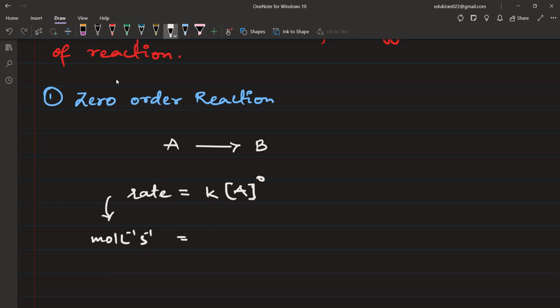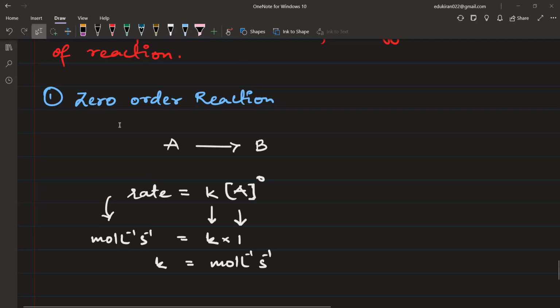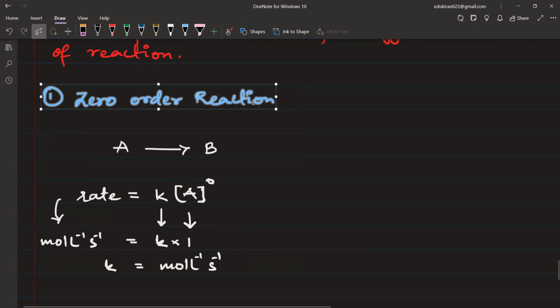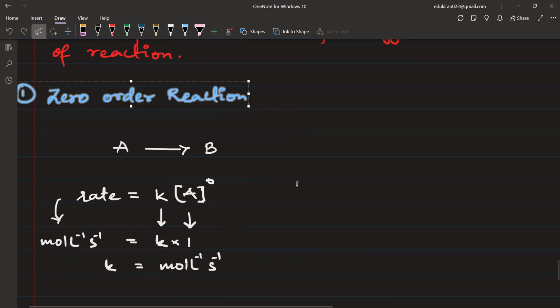Now this will be K. And what is A to the power 0? Whatever it is, A to the power 0 will be 1. So we can say that the unit of K is going to be moles per liter per second. Is that clear? Yes or no? Clear है ये zero order reaction के लिए? Yes, sir. Right. Now let us look at the first order reaction.